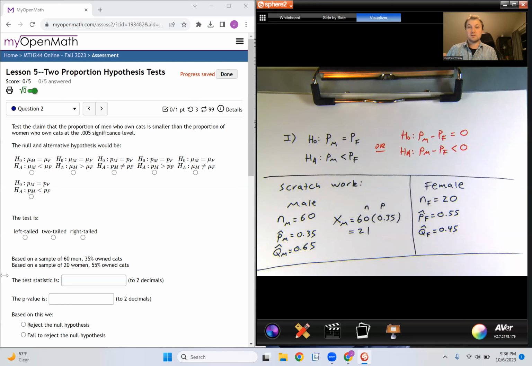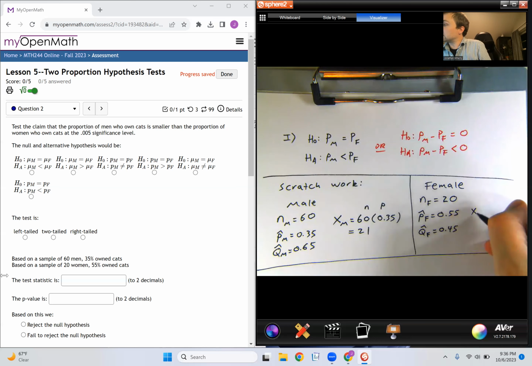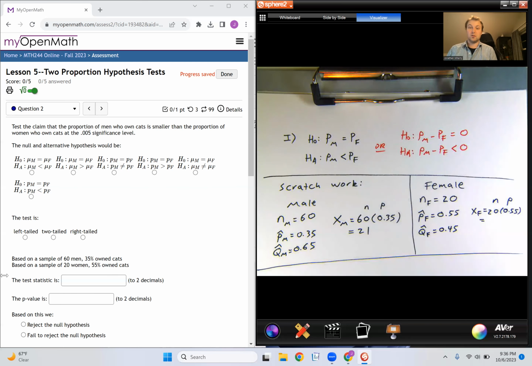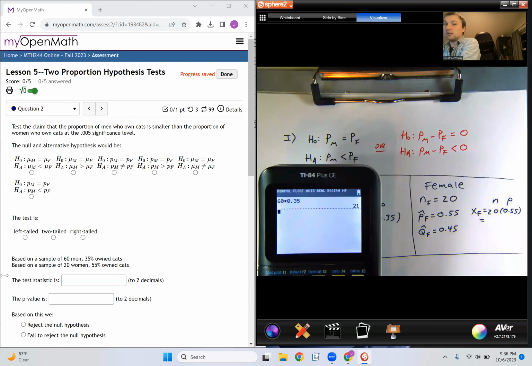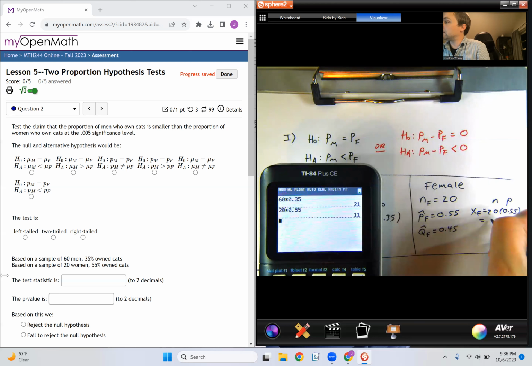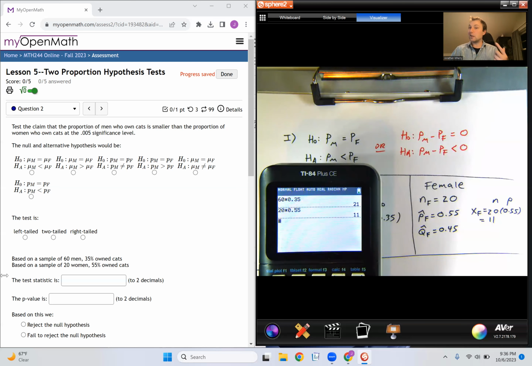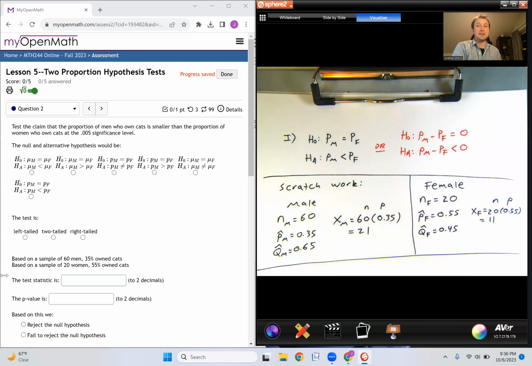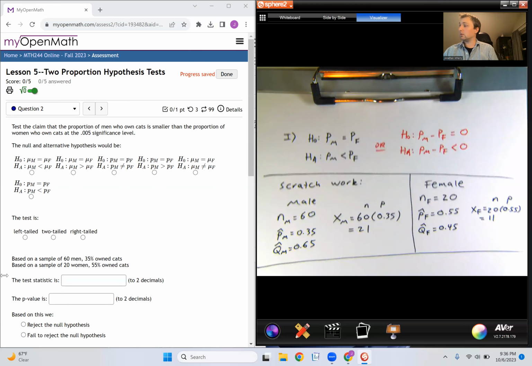They're complements. To figure out the number of females in the sample that owned a cat, I'm going to take the total number of values times their success rate. So I have 20 individuals times 55%; 55% of the 20 own a cat. I'll type that into a calculator, and 20 times 0.55 gives me 11. So 11 successes, 9 failures. Technically, my assumptions are not going to be met here. I need to have at least 10 successes and at least 10 failures for each of my groups. I'm still going to keep going with the math here.